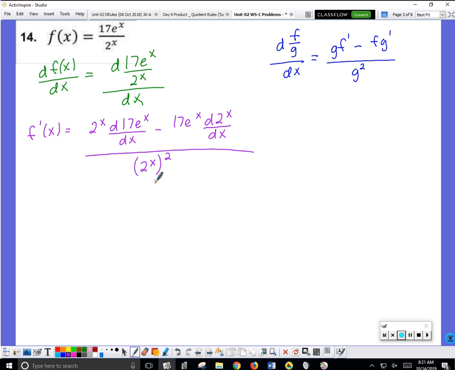Work on the top. So, next line, f prime equals 2 to the x. This one I'm hoping you can do in your head as well, because the multiplying constant, we just keep track of it, but we don't do anything with it. What is the derivative of e to the x? E to the x. So I have 2 to the x multiplied by 17 e to the x.